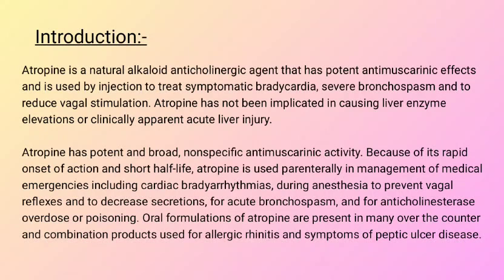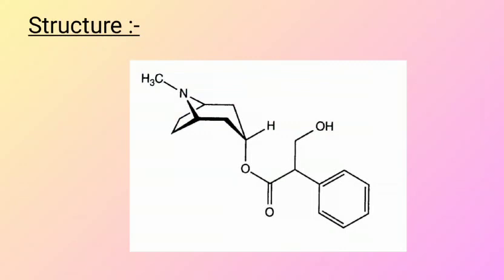Because of its rapid onset of action and short half-life, atropine is used parenterally in management of medical emergencies, including cardiac bradyarrhythmias, during anesthesia to prevent vagal reflexes and to decrease secretion, for acute bronchospasm, and for anticholinesterase overdose or poisoning. Oral formulations of atropine are present in many over-the-counter and combination products used for allergic rhinitis and symptoms of peptic ulcer diseases. This is the structure of atropine.